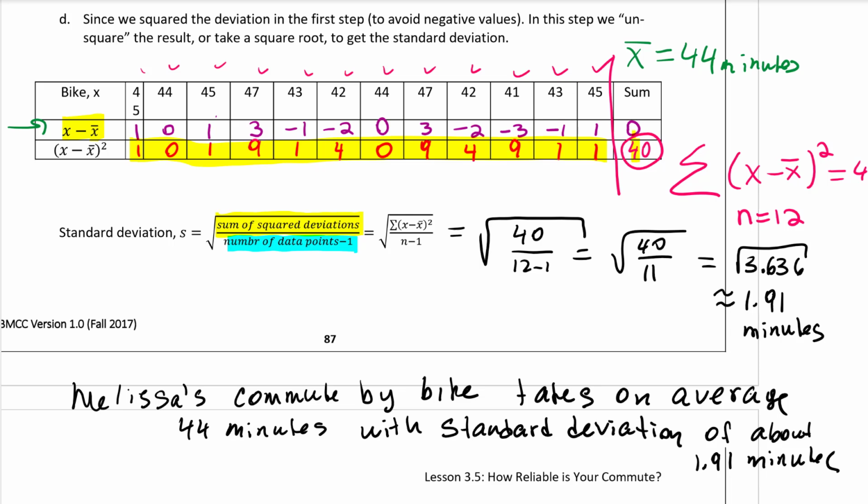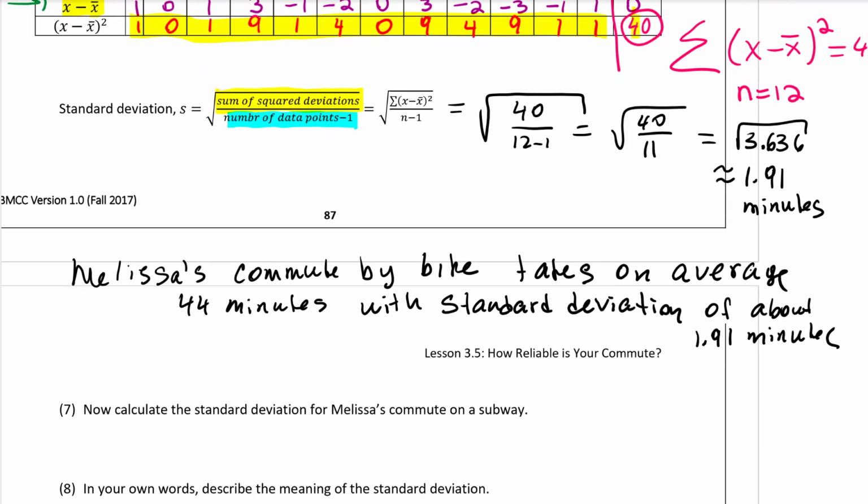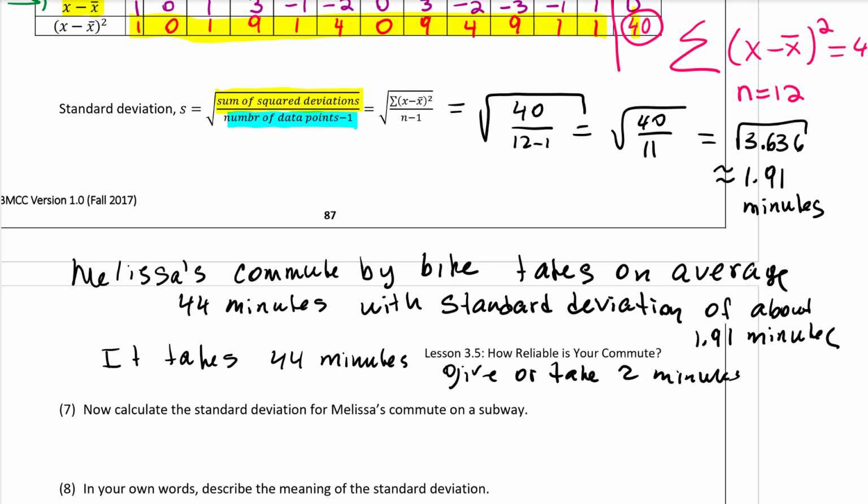Now, it would be a good idea to say it another way, because when you say standard deviation, it sounds strange. What is 1.9 close to? It's about 2 minutes, correct? So informally, we say it takes her 44 minutes, give or take 2 minutes. So that gives us the variability.